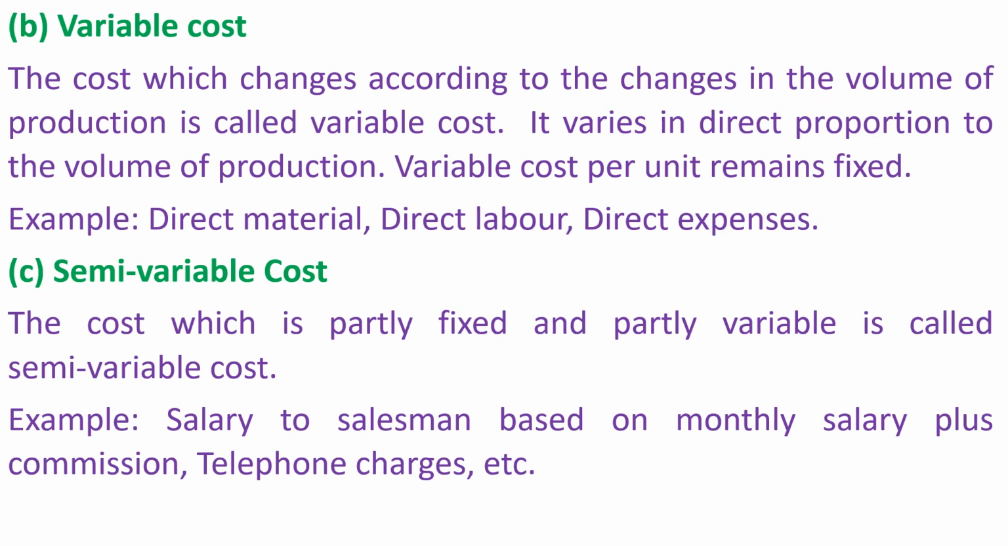B. Variable cost. The cost which changes according to the changes in the volume of production is called variable cost. It varies in direct proportion to the volume of production. Variable cost per unit remains fixed. Example: direct material, direct labor, direct expenses. C. Semi-variable cost. The cost which is partly fixed and partly variable is called semi-variable cost. Example: salary to salesman based on monthly salary plus commission, telephone charges, etc.